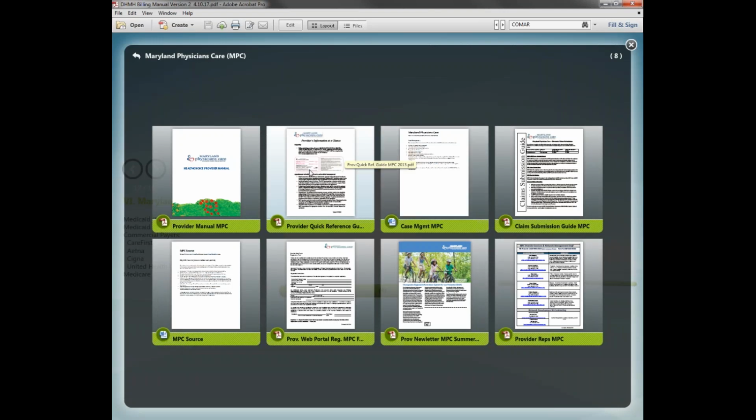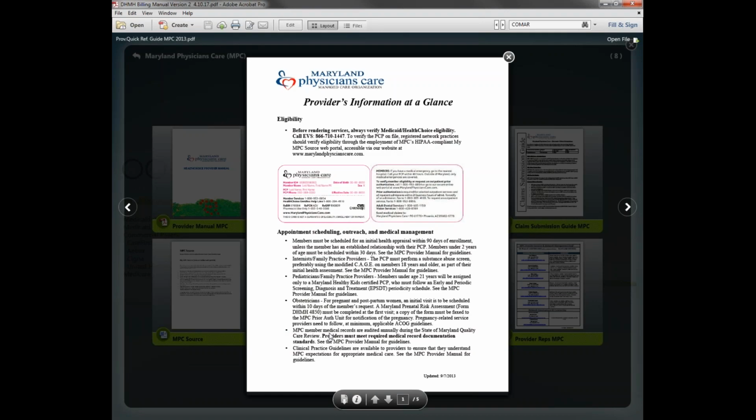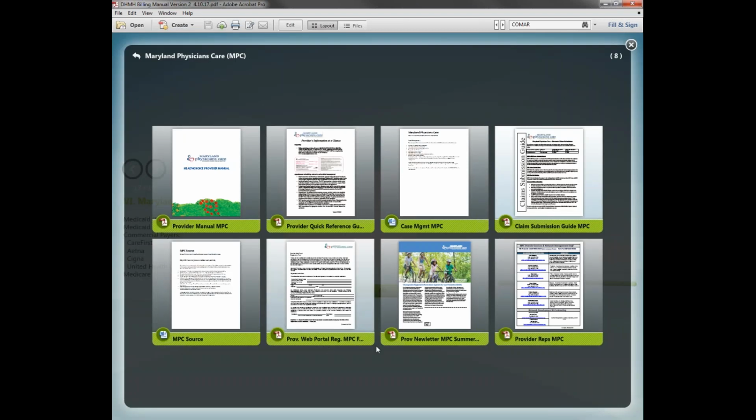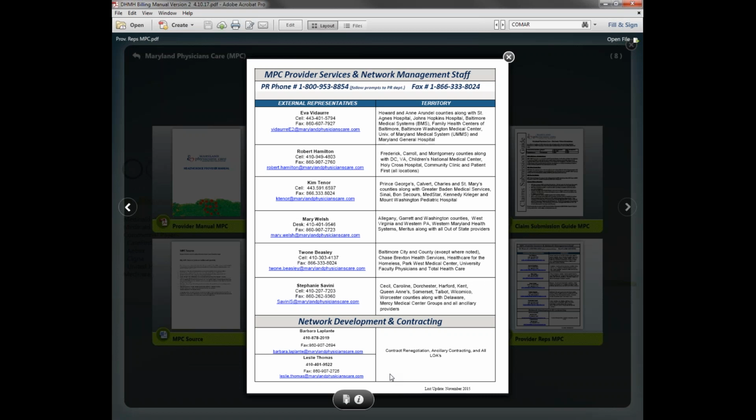When you're under contract, there are certain things that you are obligated to do, and this kind of outlines those. Here's a claim submission guide for Maryland's Physicians Care. And they have newsletters, and this is a list of the provider reps as of November, and that's the most current one that I can find.